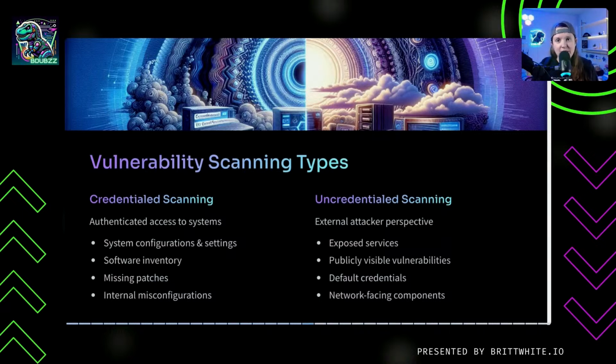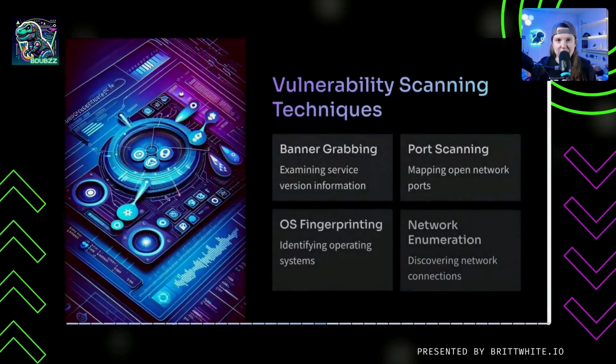We also test for default credentials. You'd be surprised how many systems still use factory set usernames and passwords. It's like leaving the default PIN on a new debit card. Finally, we examine all network-facing components to assess our external security posture and determine how strong our perimeter defenses really are. Now, there's several key scanning techniques that we might use during vulnerability assessments. Each one can help us identify potential security vulnerabilities.